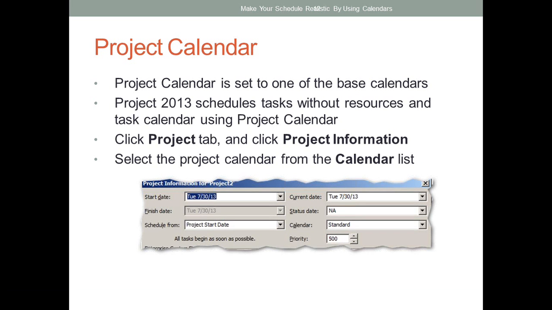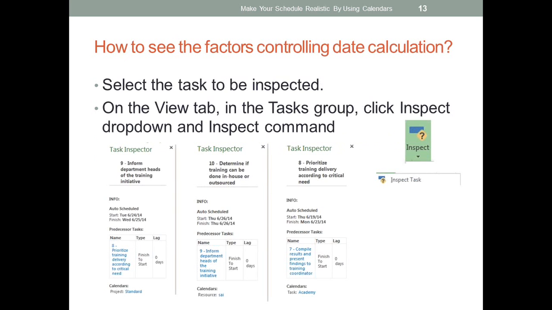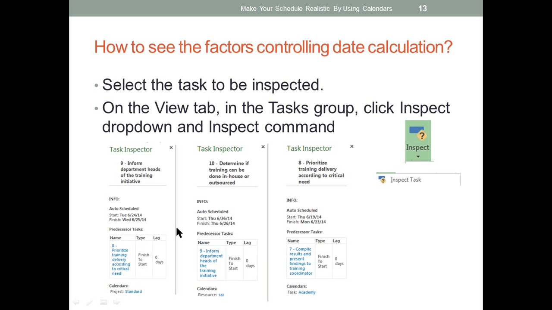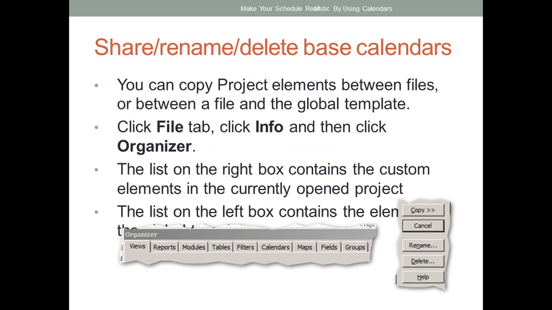So this is what we're talking about, how to set your project calendars. And you can see which factors are influencing the date calculation by using the inspect option available. So depending on whether you have a task calendar, a resource calendar, or project calendar, the task inspector will give you detailed information about it. Okay? And finally, you would like to know how to rename a base calendar what you created, or how to share your calendars across multiple files.